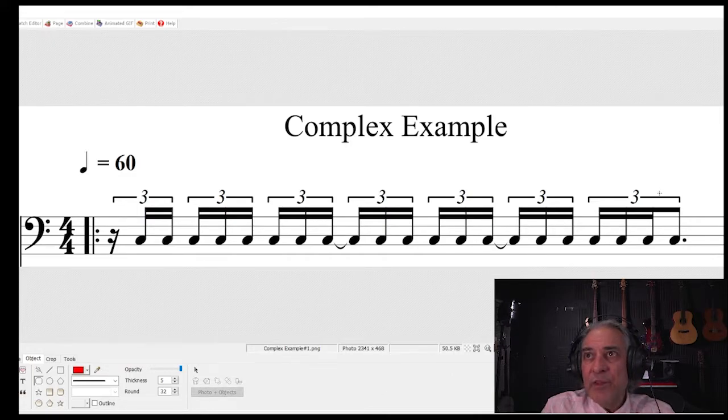Now, over here is your dotted note. This happens to be a dotted eighth note. Now the dotted eighth note equals 3 16th notes. So this note rings for the duration of 3 16th notes.